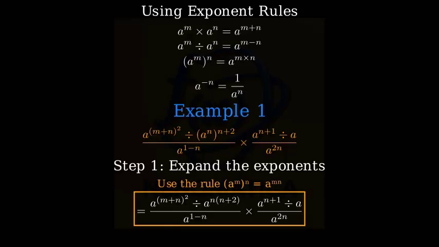Next, let's look at the term a to the power n raised to the power n plus 2. Using the rule that states that when we have a power raised to another power, we multiply the exponents. This becomes a raised to the power of n times n plus 2, which is a to the power of n squared plus 2n.